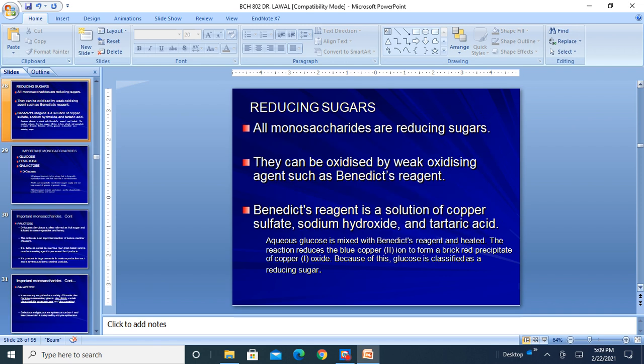Now, the reducing sugars. I stated earlier that all monosaccharides are reducing sugars because they can be oxidized by weak oxidizing agents such as Benedict reagent. This forms the crux of the test for sugars. Almost all disaccharides, with the exception of sucrose and trehalose, are reducing sugars. So sucrose and trehalose are non-reducing because their reducing end, or their anomeric carbon that would be involved in the reduction-oxidation reaction, is already involved in forming the glycosidic linkage. So it is unavailable to reduce oxidizing agents, weak oxidizing agents such as the Benedict reagent.